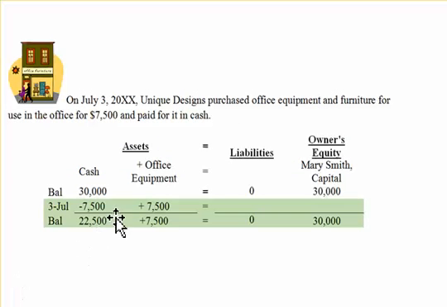Moving along. On July 3, the business purchased office equipment and furniture for the use of the office and paid for it in cash. So now look at what happened. Your cash decreased by $7,500. The cash now is just $22,500, but the company now has another asset in the type of what? Office equipment for $7,500. Looking at your equation again from left to right, just to reiterate, your total assets are still $30,000, and your owner's equity remains at $30,000.